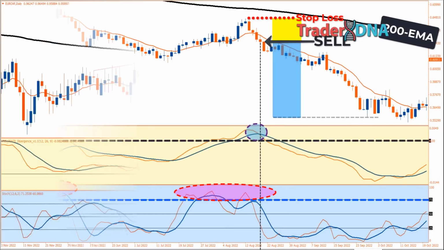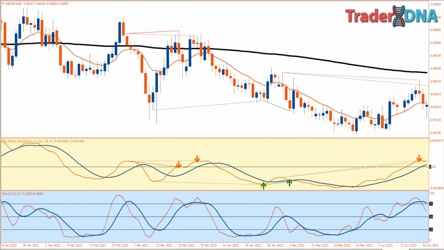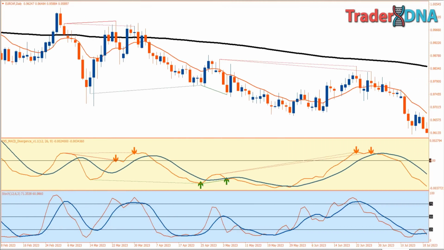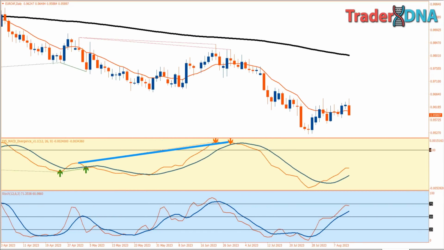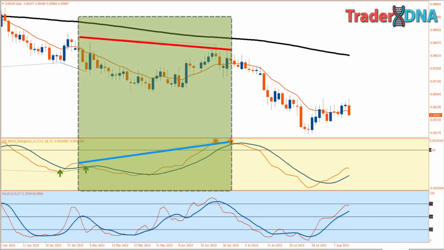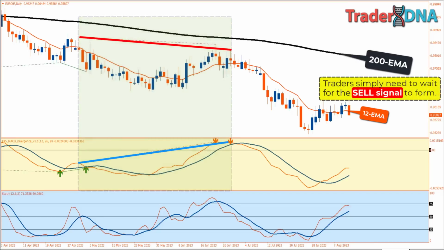In this MACD divergence approach, we simply need to add a reversal filter that holds significant weight among banks and other institutional traders. This filter revolves around the divergence that occurs within the MACD lines, specifically when the MACD overbought oversold signal forms. As you can see on this chart, the price is moving below the 200 period EMA. This indicates that banks and other institutional traders view the market as bearish. Therefore, traders simply need to wait for the sell signal to form.